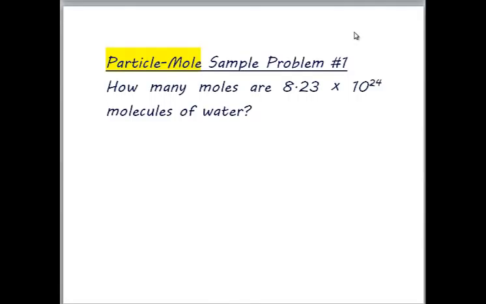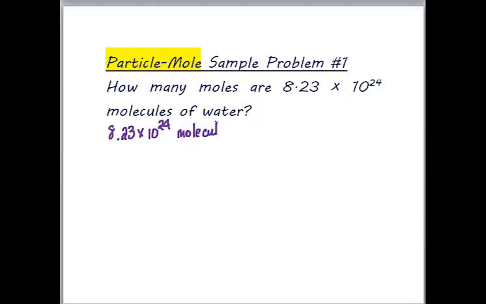Okay, now we're going to reverse the process. We're going to go particle back to mole. So here's sample problem number one. How many moles are there in 8.23 times 10 to the 24th molecules of water? So let's put down our 8.23 times 10 to the 24th molecules of water.